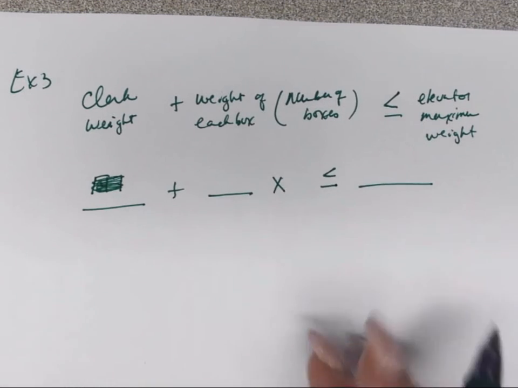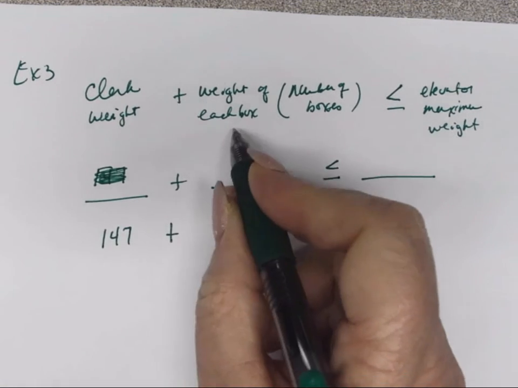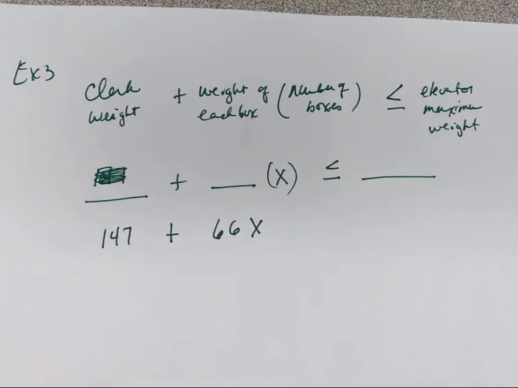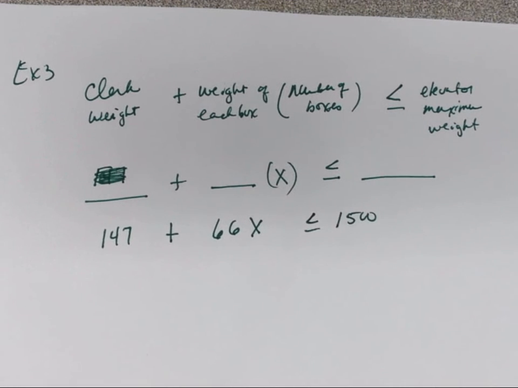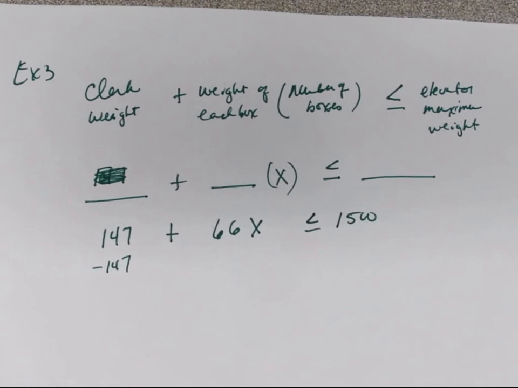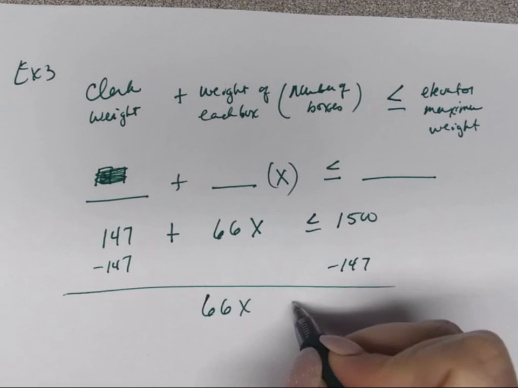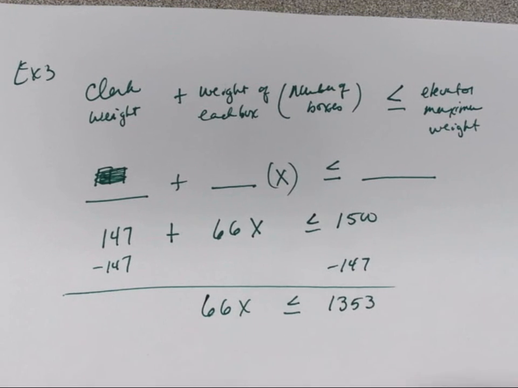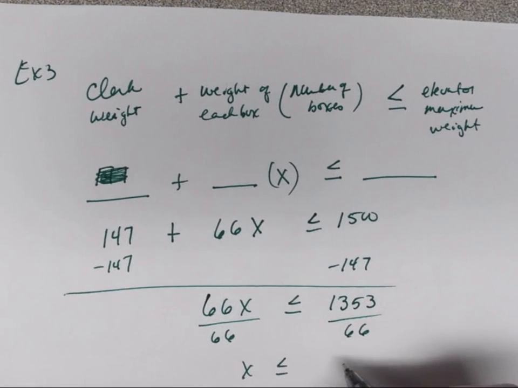The number of boxes, that's our variable of what we're trying to find. So let's write this below it. 147 plus, we know the weight of each box is 66 pounds times the x. We can put that in parentheses up there. And then it's got to be less than or equal to that maximum weight on the elevator, which is 1,500. So let's subtract our 147 from both sides. And that'll get us 66x is less than or equal to 1,500 minus 147, which is 1,353. Now we'll divide by 66.